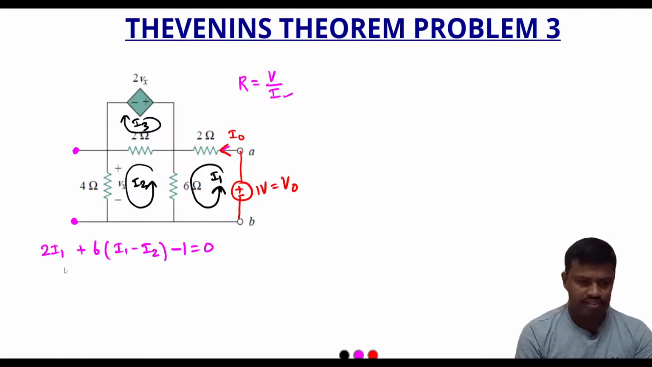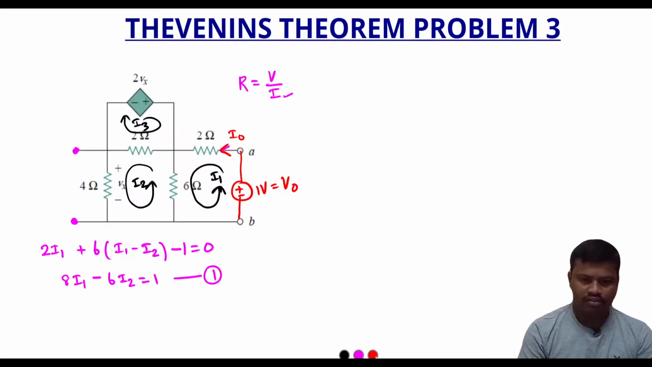On simplifying this, we can write 8I1 minus 6I2 is equal to 1. So let us say this is equation number 1. Next we will apply KVL to the second loop.